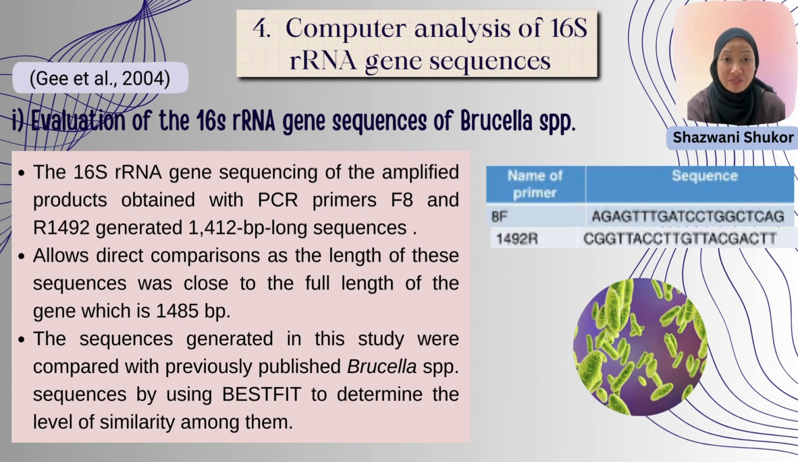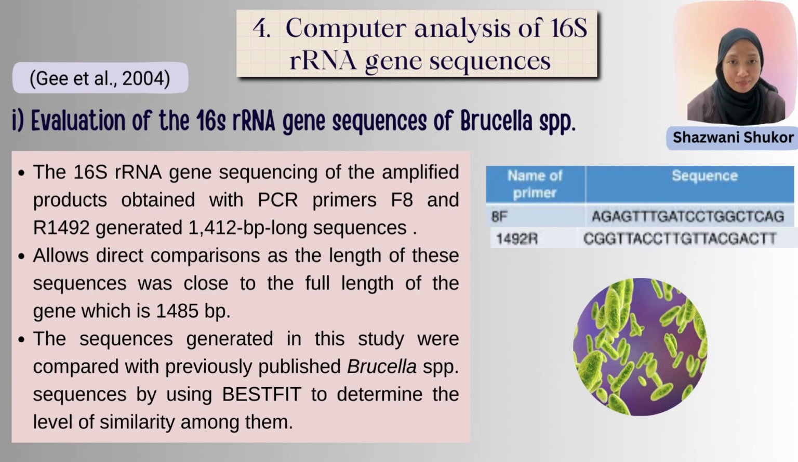Next is computer analysis of 16S rRNA gene sequences. First step is to do an evaluation of the 16S rRNA gene sequences of Brucella species. These gene sequences of the amplified products obtained with PCR primers F8 and R1492 generated 1,412 base pair long sequences. This allows direct comparison, as the length of these sequences was close to the full length of the gene, which is 1,485 base pair. The sequences generated in this study were then compared with previously published Brucella species sequences by using best fit to determine the level of similarity among them.